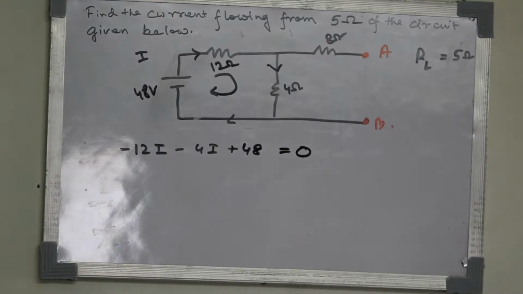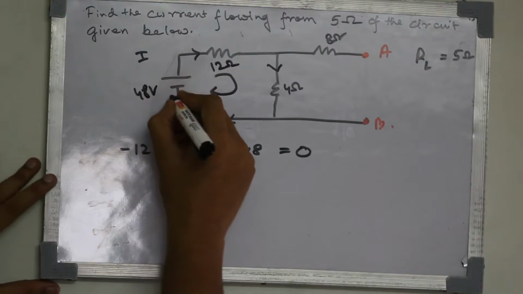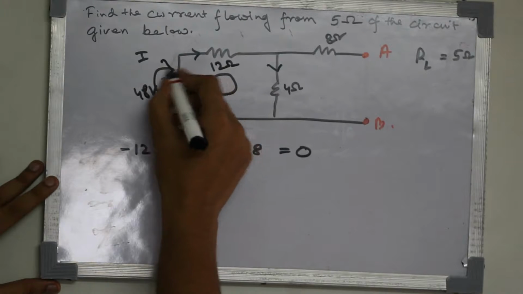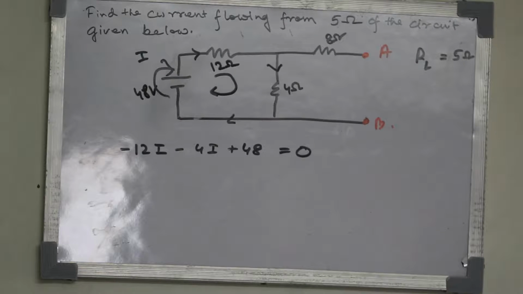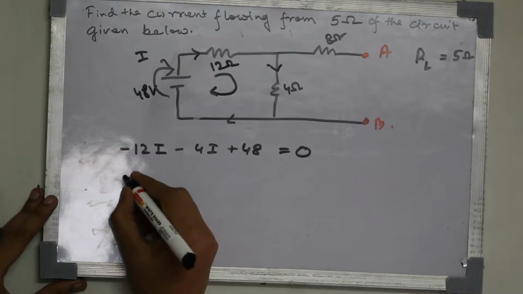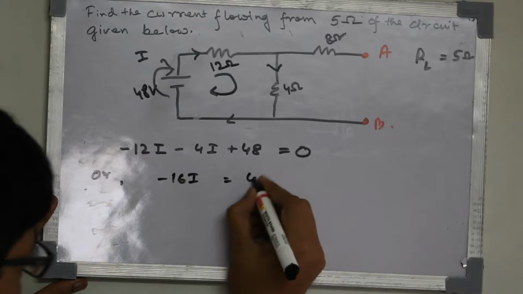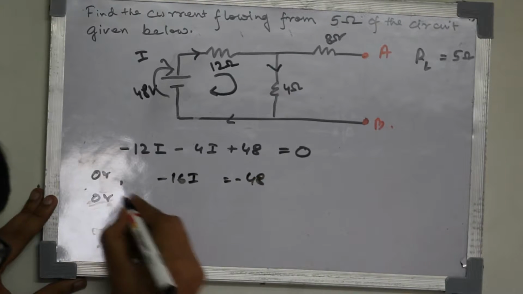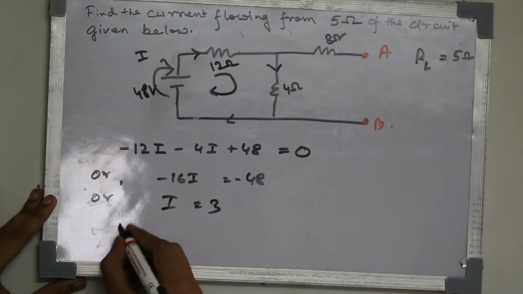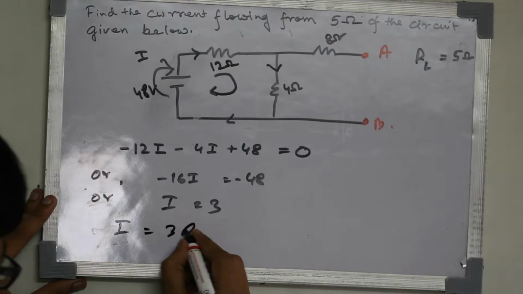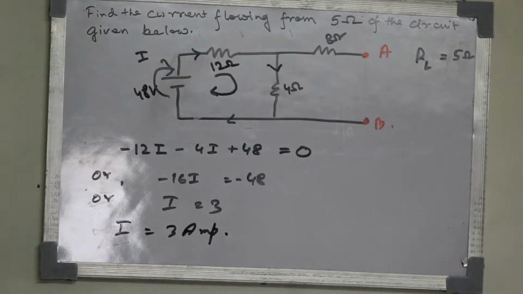Why plus 48? Because the voltage is jumping from the lower side to the higher side. This is the lower side, and the larger sign is the higher side. So as it is jumping from here to here, we write it like this. Or minus 16I equals minus 48, or I equals 3. So the current flowing from here is 3 ampere. This is our step number 2.